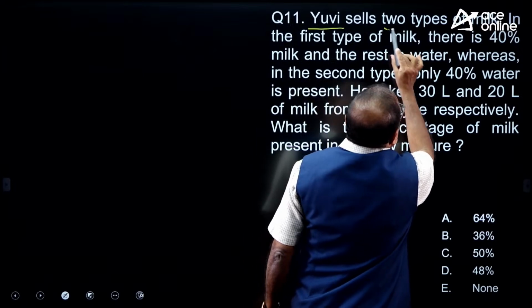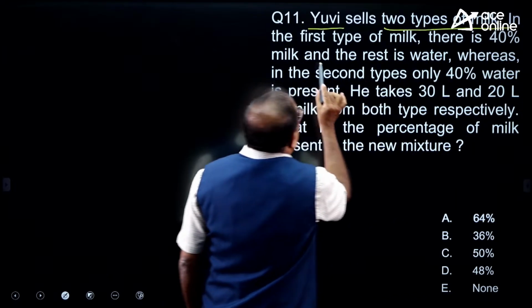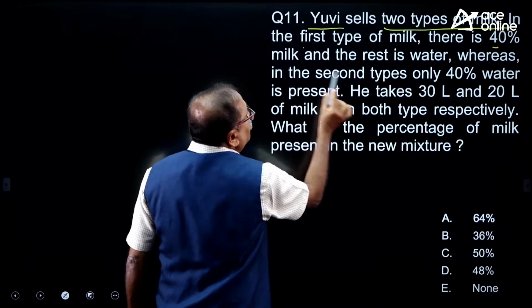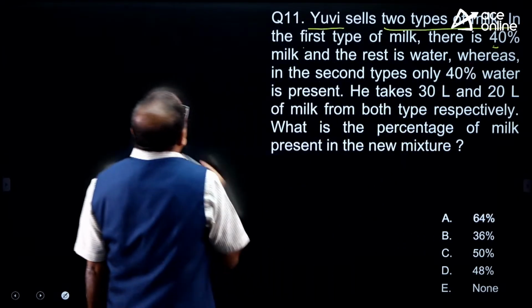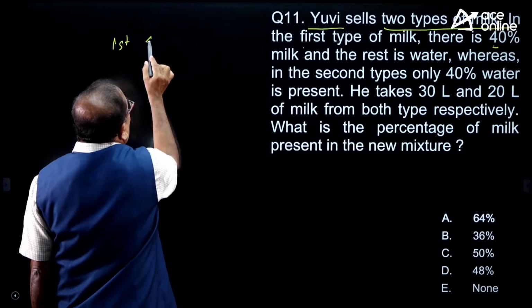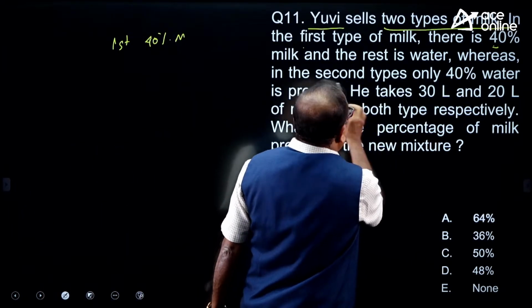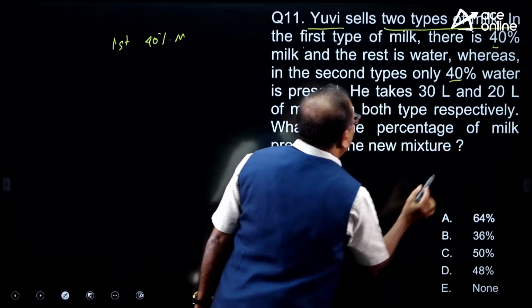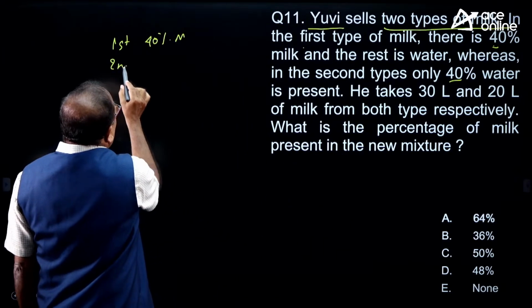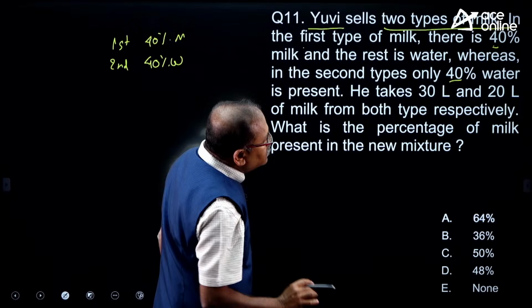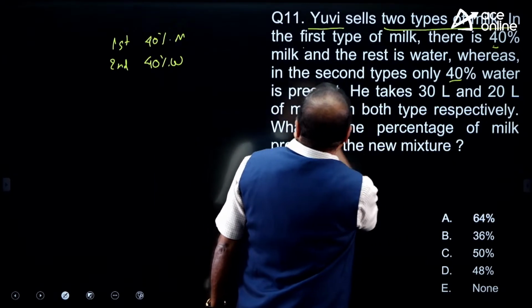Y has 2 types of milk. In the first type of milk, there is 40% milk. And the second type has only 40% water. It's a very easy question, my dear friend.